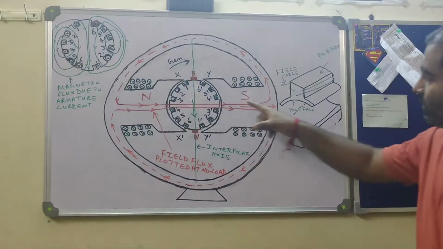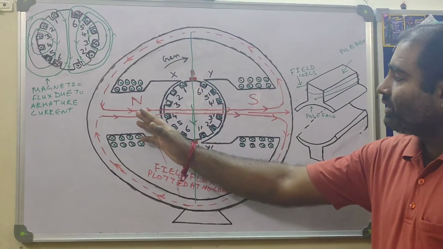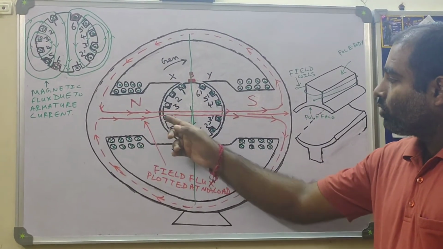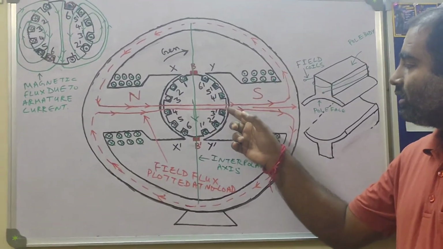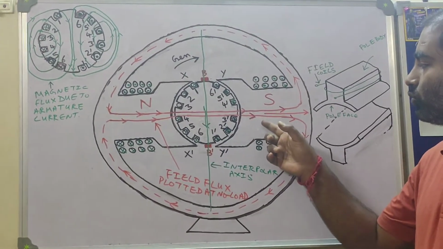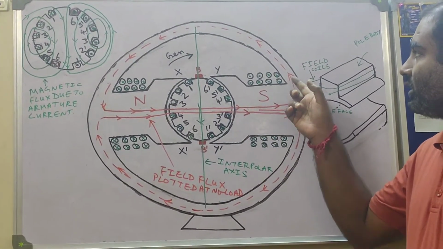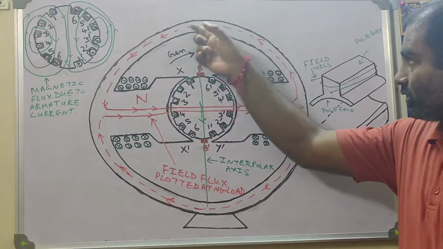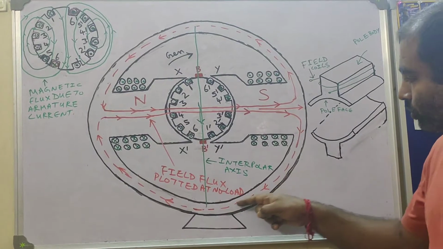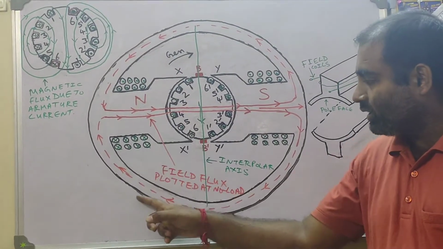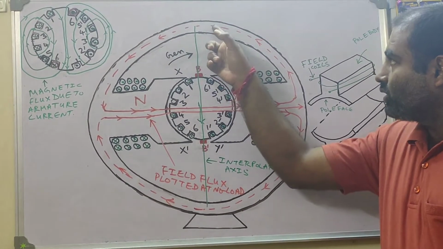What do you find from the flux distribution? That lines of flux are leaving this north pole, crossing the air gap, entering the armature core, again crossing the air gap, and entering the south pole, and from south it is returning to north through this yoke portion. From here also, from south it is returning to the north pole through this yoke portion. This part is known as yoke, this part is known as yoke.